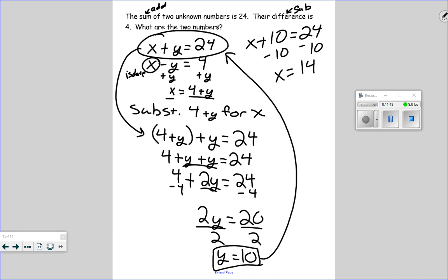So that gives me that x is 14. You can double check that this is right. The sum of these two numbers is 24, and their difference is 4. So these are right.